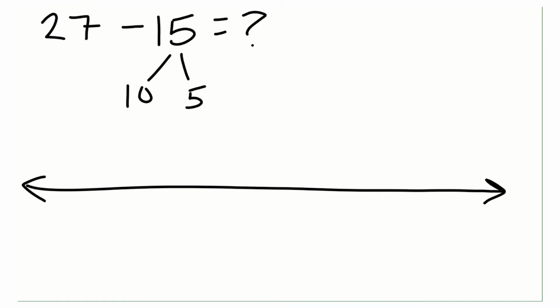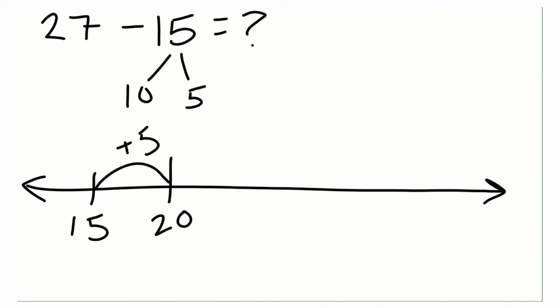And this time, I'm not going to start with my bigger number. I'm going to start with my smaller number, and I'm going to count up until I get to my bigger number. So I'm going to start down here at 15, and I need to get to 27. Now, I'm thinking to myself, okay, well, how can I get a little closer? Well, if I want to get to 20, I might just add 5. 15 plus 5 is 20. And then I'm really close. I just need to add 7 more to get to 27.